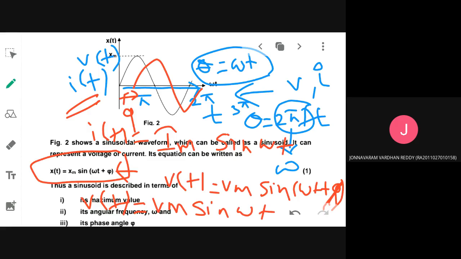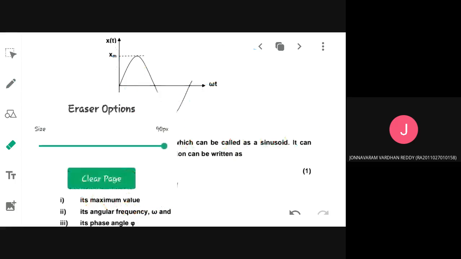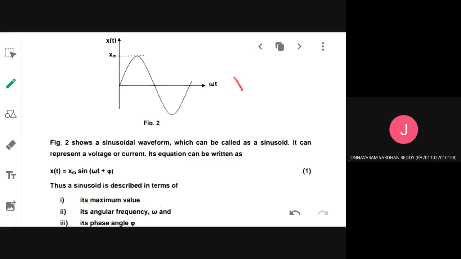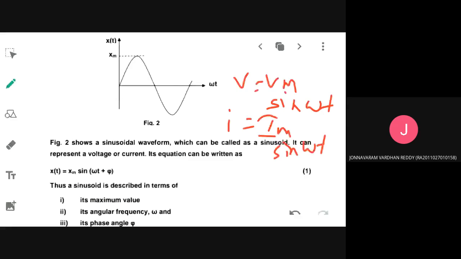What is the mathematical expression for representing any sinusoidal quantity? A of t equals A naught plus sin omega t. V means Vm sin omega t, I means Im sin omega t. That's all. If a phase angle is there, you will indicate plus phi. Simple terms.